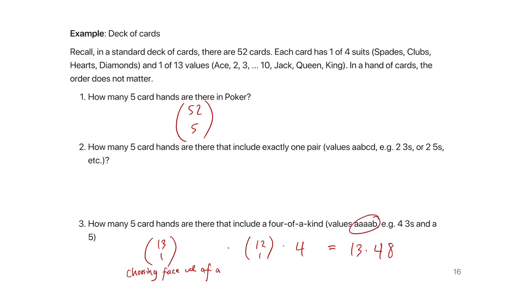Two equivalent interpretations. So is that okay? First I select the face value of the 4 of a kind, and then I select the suit and face value of the remaining card. Is that okay? Okay, and with that, I'll give you another minute or so to work on number 2.